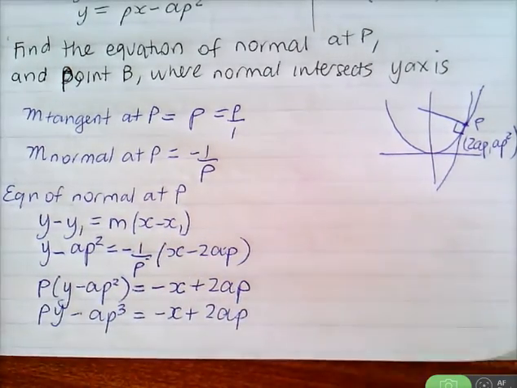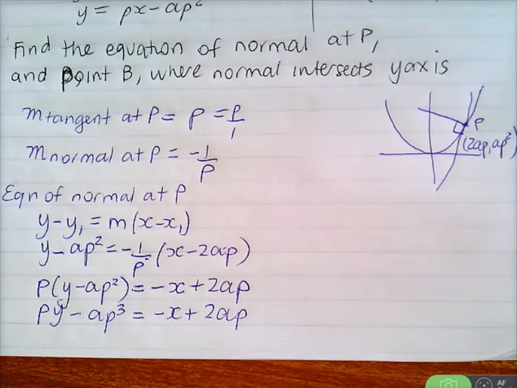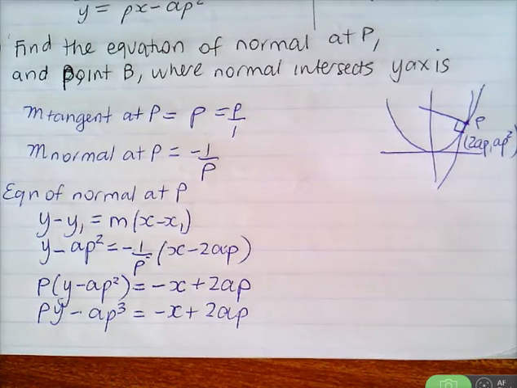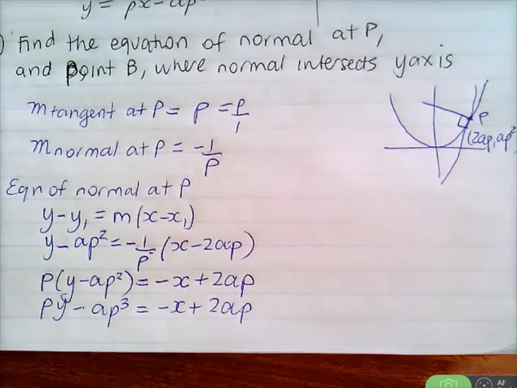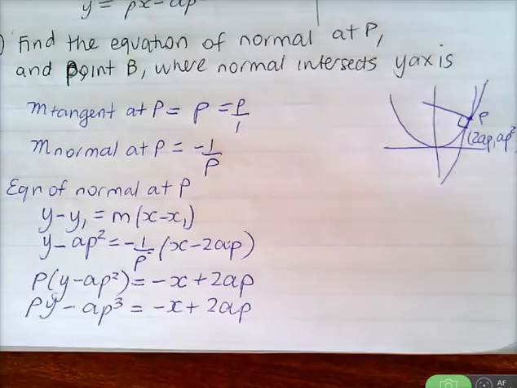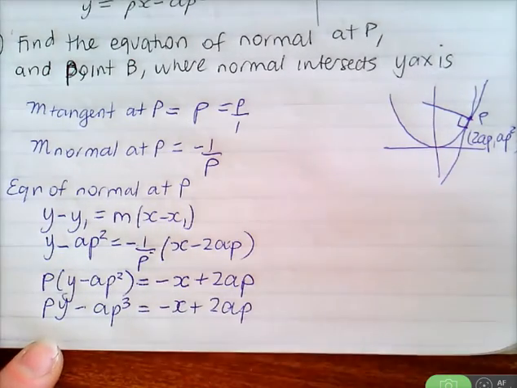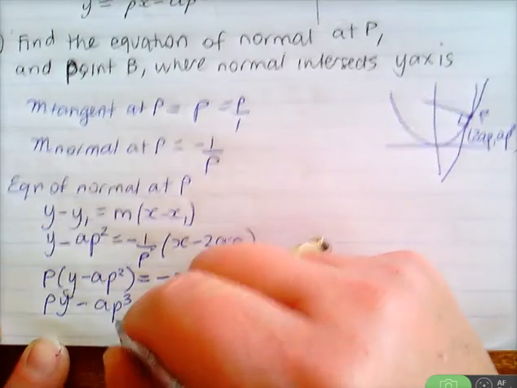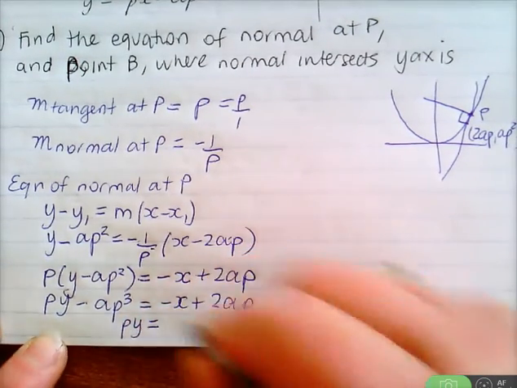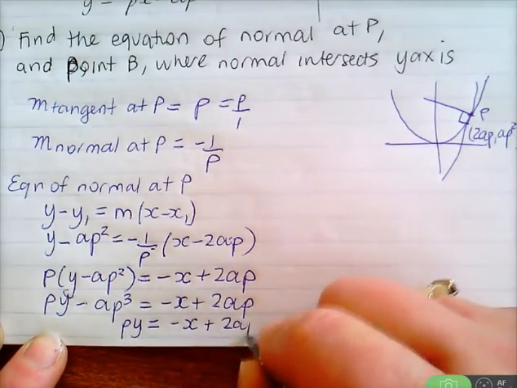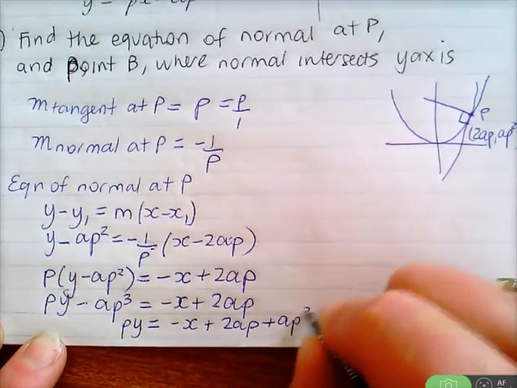Now listen, with this topic you can't make algebraic errors because you end up in the biggest mess if you do. Your questions will never work. So just be really careful and take your time with it. Okay, that's the equation of the normal at P. I don't mind what we do. Let's make PY the subject. So PY is negative X plus 2AP plus AP cubed.